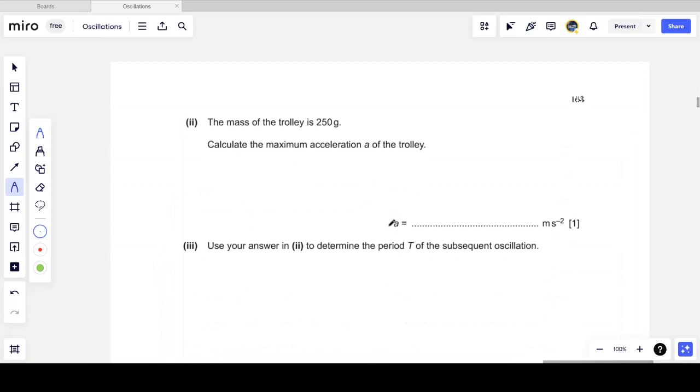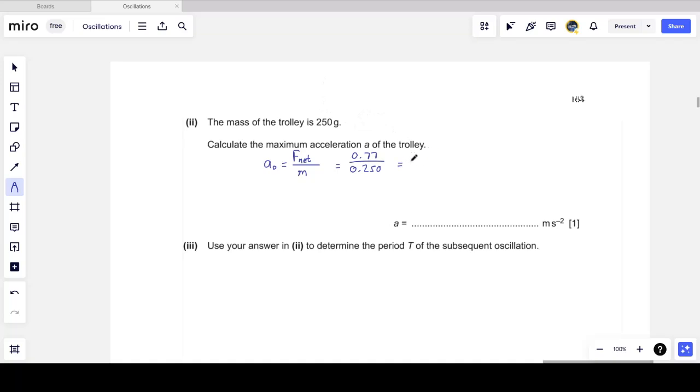The next question says that the mass of the trolley is 250 grams. Calculate the maximum acceleration of the trolley. Well, the maximum acceleration, a0, is going to be the resultant force divided by the mass, from Newton's second law, the mathematical expression of which is a net force of 0.77 over 0.25. That's going to be the maximum acceleration because it's going to be the maximum extension of the spring at that point. The trolley is not going to go past that point when it's oscillating. Since it's been displaced to that point, it can't go any further.